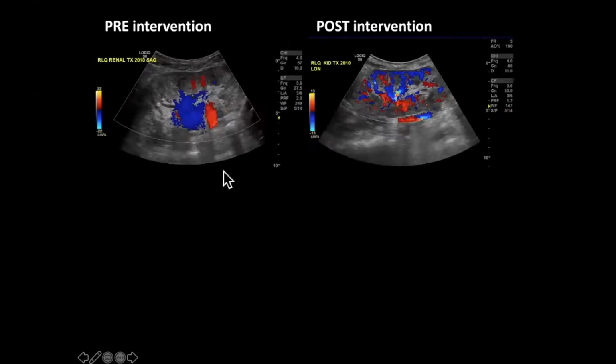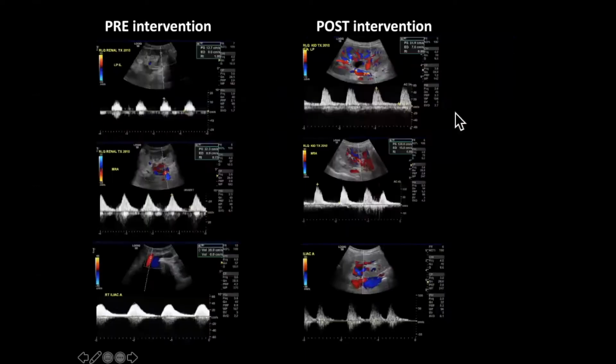So here you see a Doppler image of this transplant kidney, and there is reduced perfusion of the periphery of the cortex. Afterwards, there's much more homogeneous perfusion throughout.